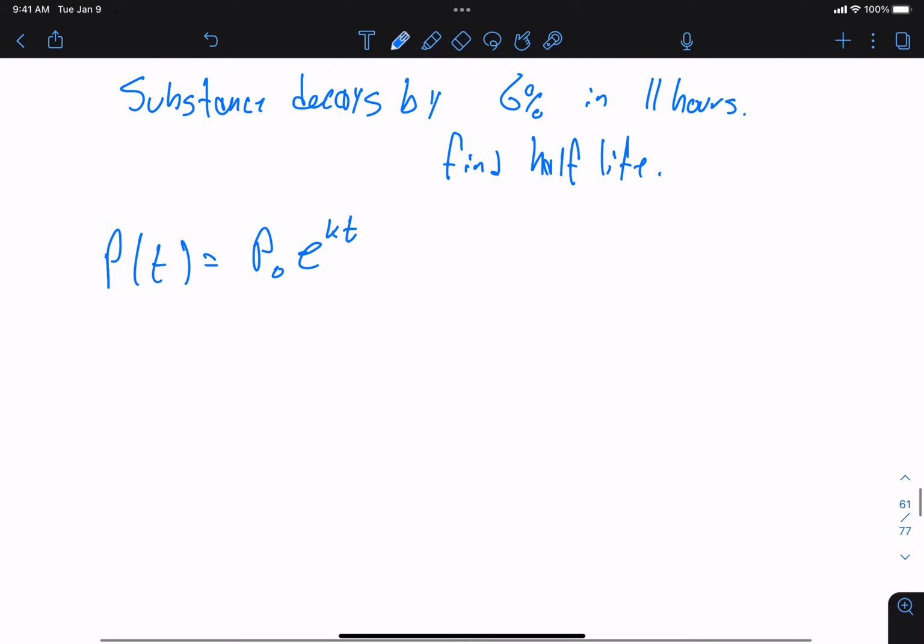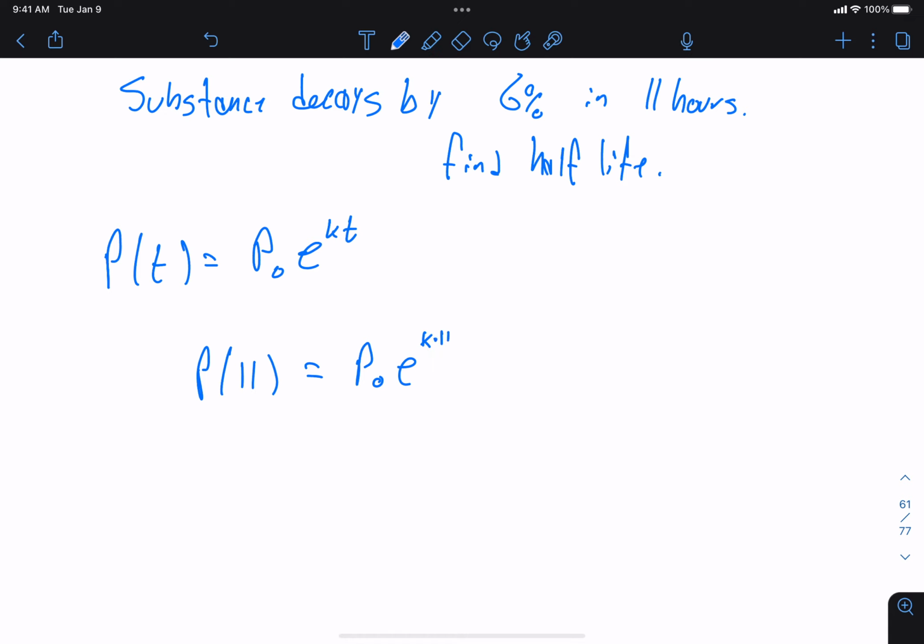Okay, great. So we know we have this function, and we know something about it, right? It decays by 6% in 11 hours, okay? Which is to say that P of 11 is what I get when I do P0 times e to the kt, where t is 11. And how much do I have left? If I have 6% less, I have how much times P naught? 0.94 times P naught. That's how much I have left after 11 hours. And now what can you do? You can cancel P naught.